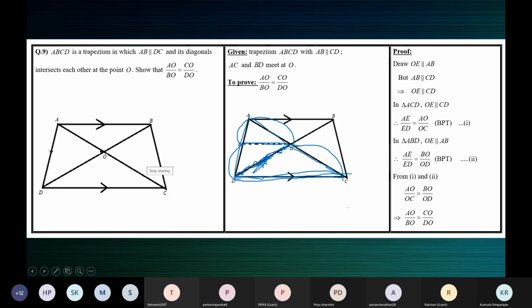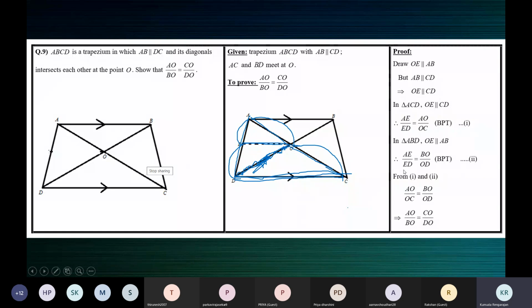Which triangle? OE parallel to AB in which triangle? In triangle ABD, you can see that OE is parallel to AB. So again the proportion by BPT: DO by OB is equal to DE by EA. Now you can see that in these two triangles ACD and ABD, AD is the side common. So the ratio on AD, AE by ED, you will get in both.